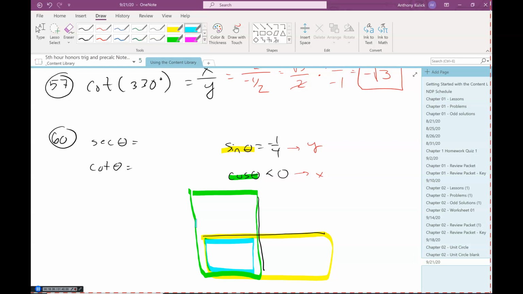Does that feel okay, Jason? So I'm going to go ahead and draw my angle here in quadrant 4.